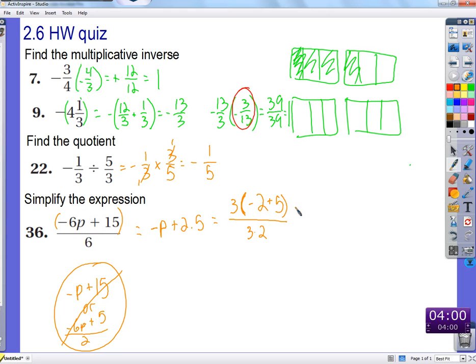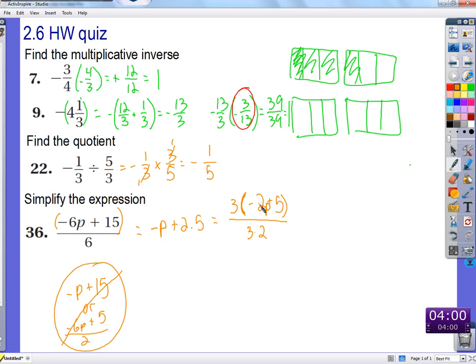So how do we fix that? Put a p where? Next to 2. There we go. Now 3 times negative 2p will be negative 6p. Yeah, good. 3 times 5, 15. All right. Did it work? Distributing, are we getting back what we needed to get?